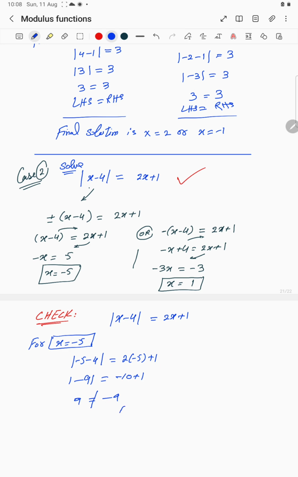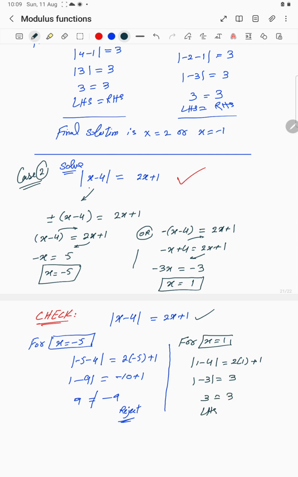So we will reject this solution. And for the second case, the other solution, x is equal to 1. Here in the original we will see |1 − 4| = 2 times (1) + 1. So |−3| is equal to 2 plus 1, which is 3. So 3 equal to 3.